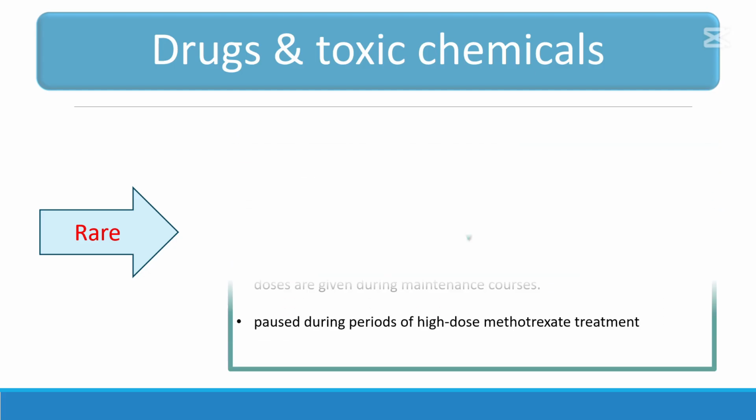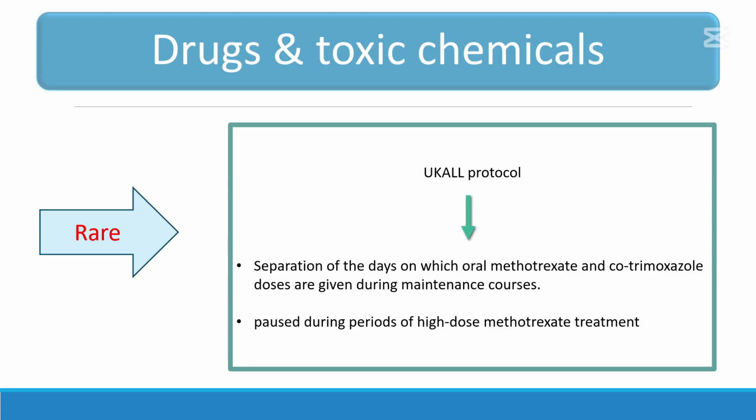The UCAL protocol provides guidance on managing this risk. It usually recommends separation of the days on which oral methotrexate and cotrimoxazole doses are given during maintenance courses. Also, it recommends that cotrimoxazole prophylaxis should be paused during periods of high-dose methotrexate treatment. This helps prevent dangerous overlapping toxicities. Once methotrexate therapy is complete and blood counts recover, the cotrimoxazole can be restarted for infection prophylaxis.